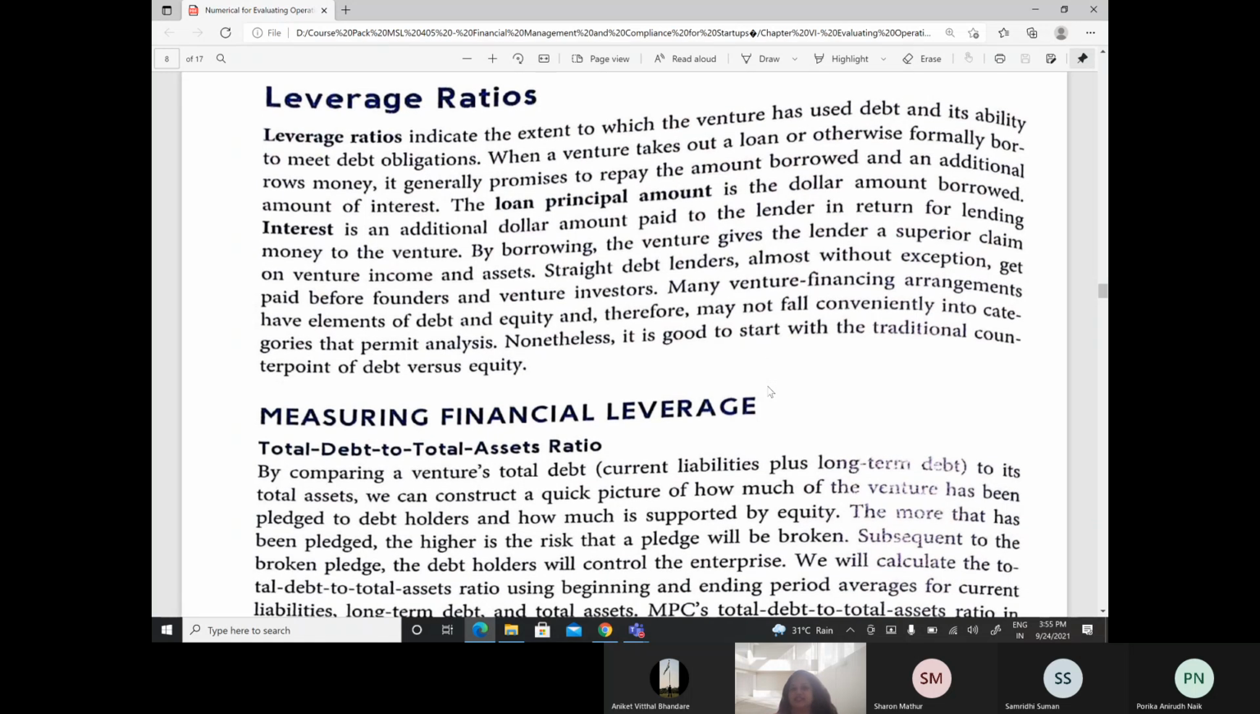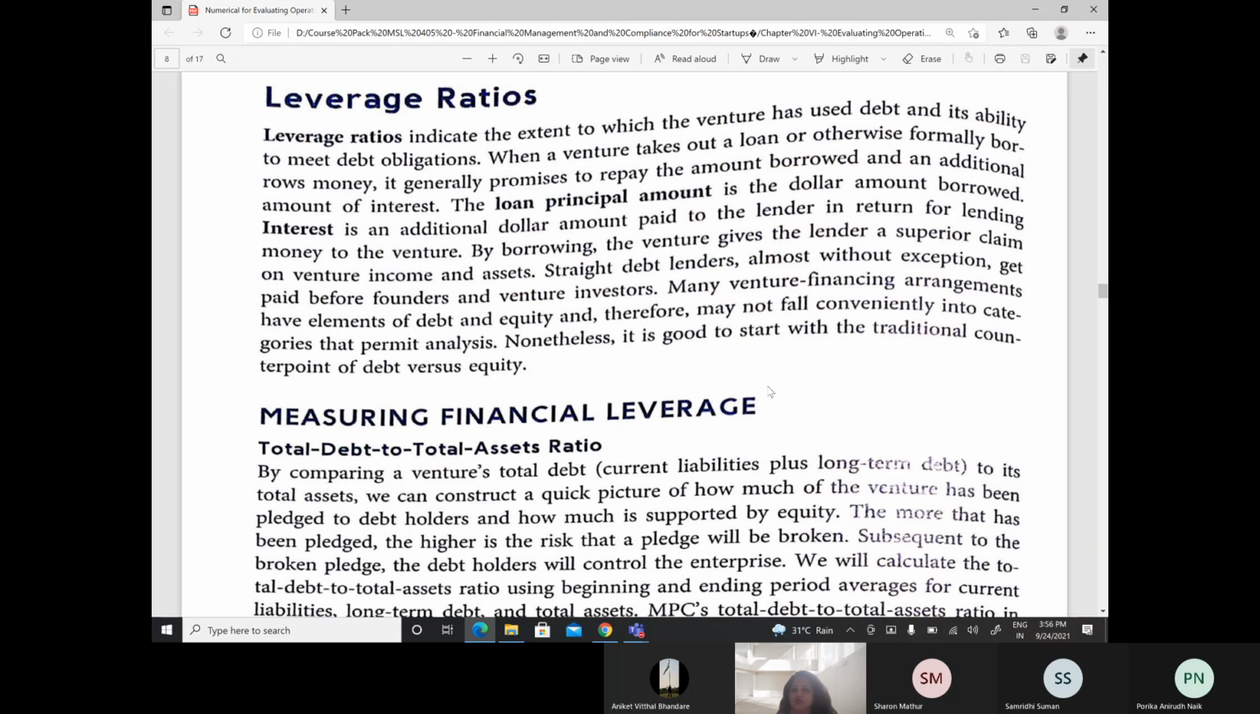Leverage ratios indicate the extent to which the venture has used debt and its ability to meet debt obligations, basically long-term debt obligations or financial obligations. When a venture takes out a loan or otherwise formally borrows money, it generally promises to repay the amount borrowed and an additional amount of interest. The loan principal amount is the dollar amount borrowed. Interest is an additional dollar amount paid to the lender in return for lending money to the venture. By borrowing, the venture gives the lender a superior claim on venture income and assets.